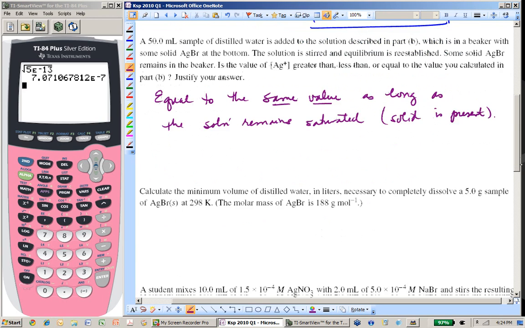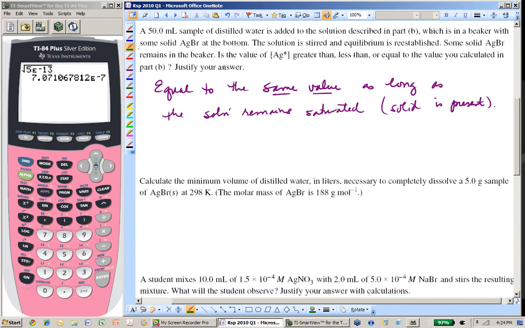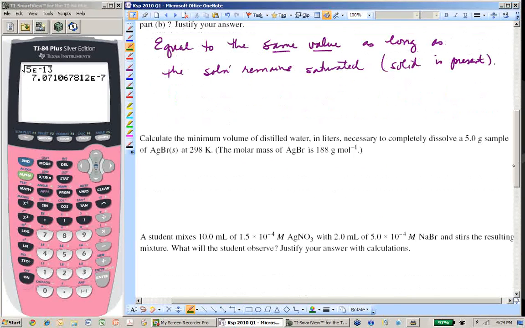I've got to admit, my students would have called that a trick. They'd say, that's a trick question. And why? Because it's too easy for you? It's easy. If it's saturated, then your concentration didn't change. Now, if they don't mention the solid on the bottom, all bets are off.